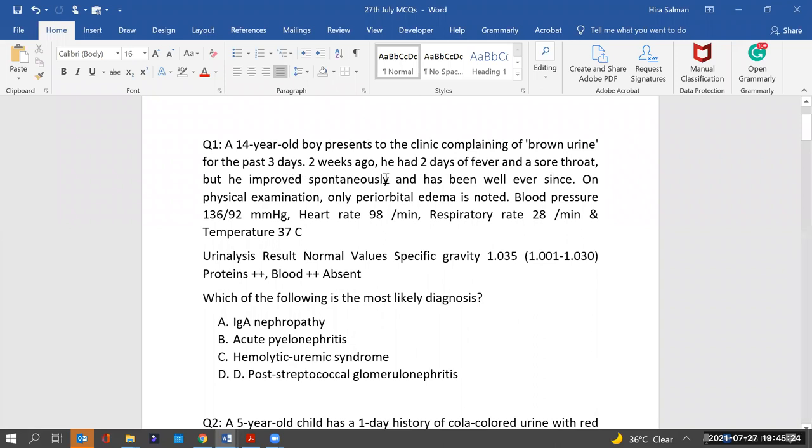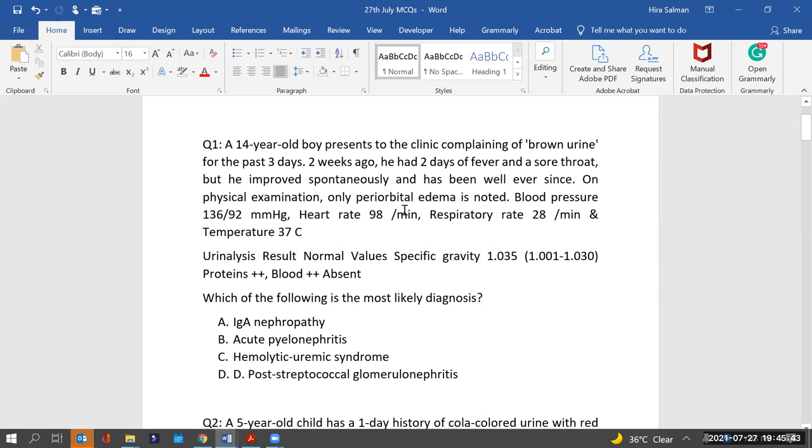Now this is the antecedent infection. You can say 2 weeks ago, prior to this problem, he was having fever and sore throat. So this is one of the antecedent presentations, but he improved spontaneously and has been well ever since. Now on physical examination, only periorbital edema is noted.